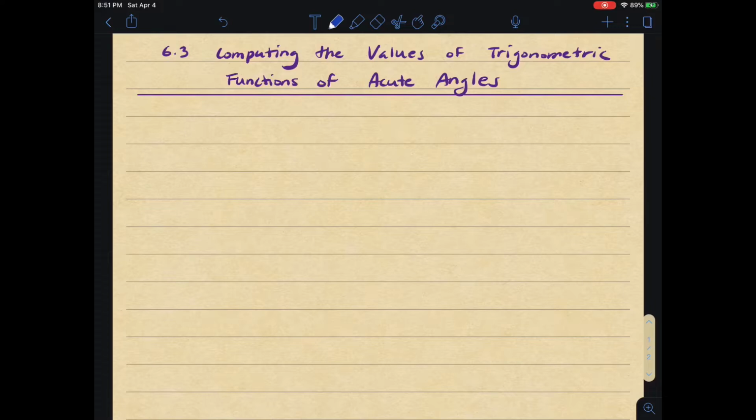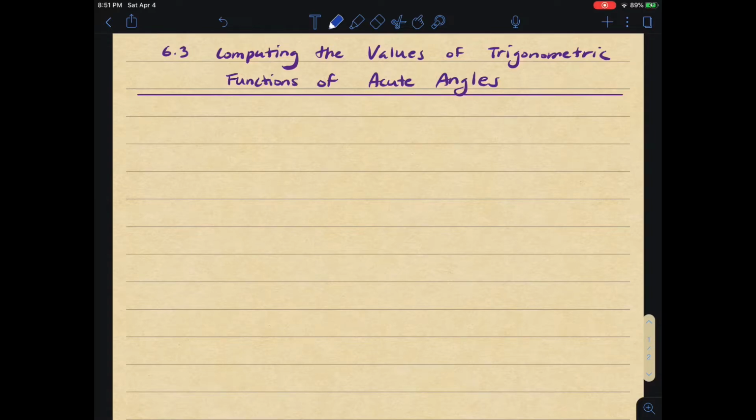Hello, Algebra 2 Honors. Today we're going to take a look at section 6.3, which is all about computing values of trig functions of acute angles. Up to now, we've been finding the values of trig functions of an acute angle, which we've been calling theta, where we never knew what theta was.